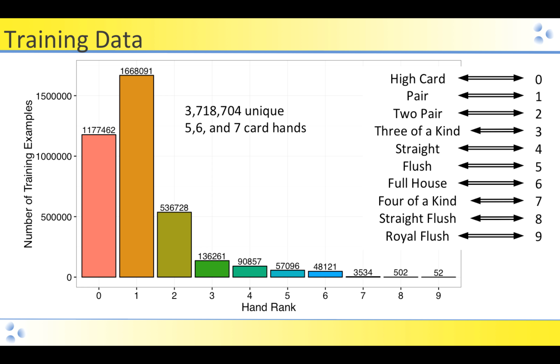I train the neural network on a collection of about 4 million different unique poker hands, the 5, 6, and 7 card hands, with the distribution that looks like this, where there are primarily 0 and 1 pair hands. But there are a significant number of hands in the higher ranks, all the way up to 52 different royal flush hands. And the reason why there are multiple of these is because I can add these additional 6th and 7th cards, which don't change the hand scoring, but make more possible hands.